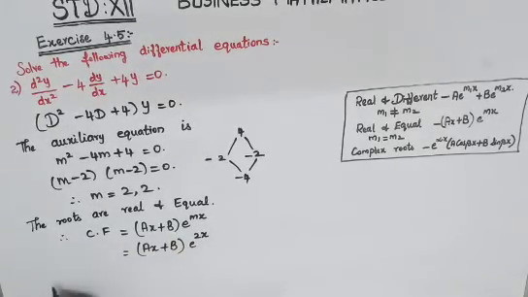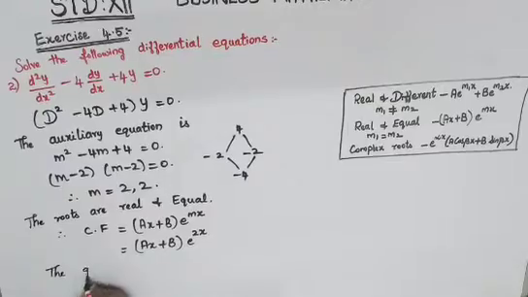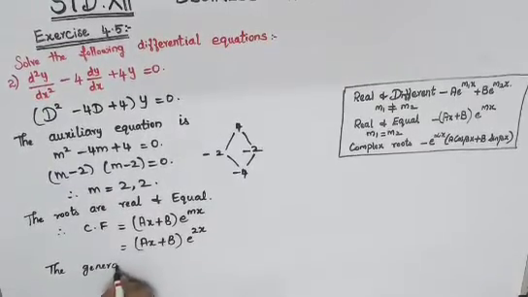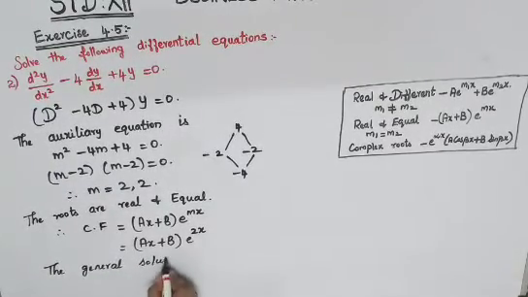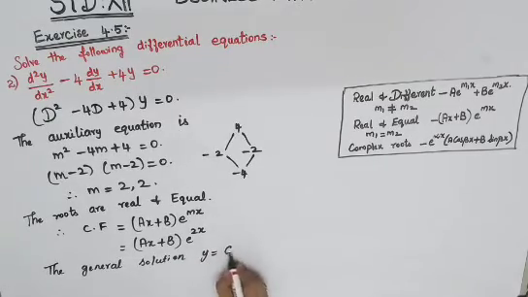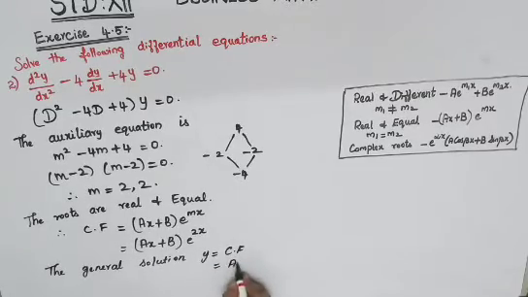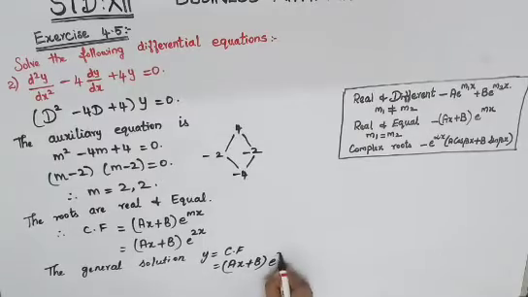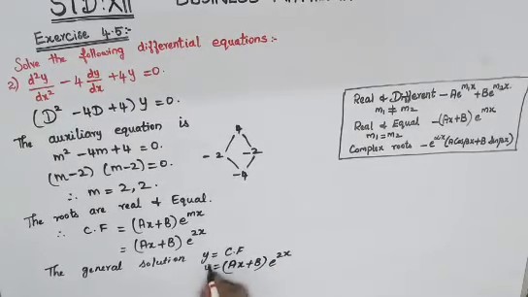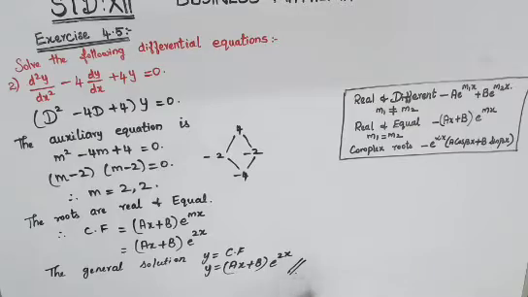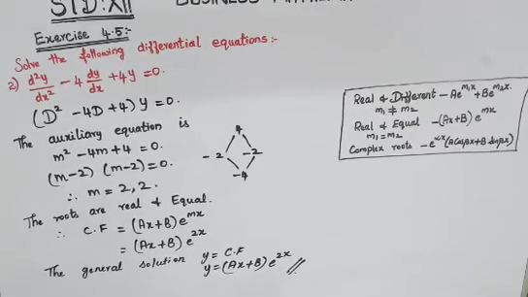Therefore the general solution is y is equal to your CF, you will have to write it. That is equal to nothing but your answer, that is (ax plus b) into e power 2x. So y is equal to, this is your answer. So this is the answer for your second question.